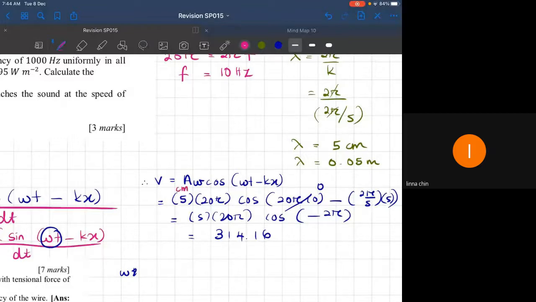Sebab kamu tak tukar 5 ni dalam sentimeter. Ni dalam sentimeter juga tau. So sebenarnya dia adalah sentimeter as negative 1. Okay, so nak tukarkan dia kepada meter, bagi dengan 100. So your answer would be 3.14 ms negative 1. Okay. Any question? Okay, salin that.